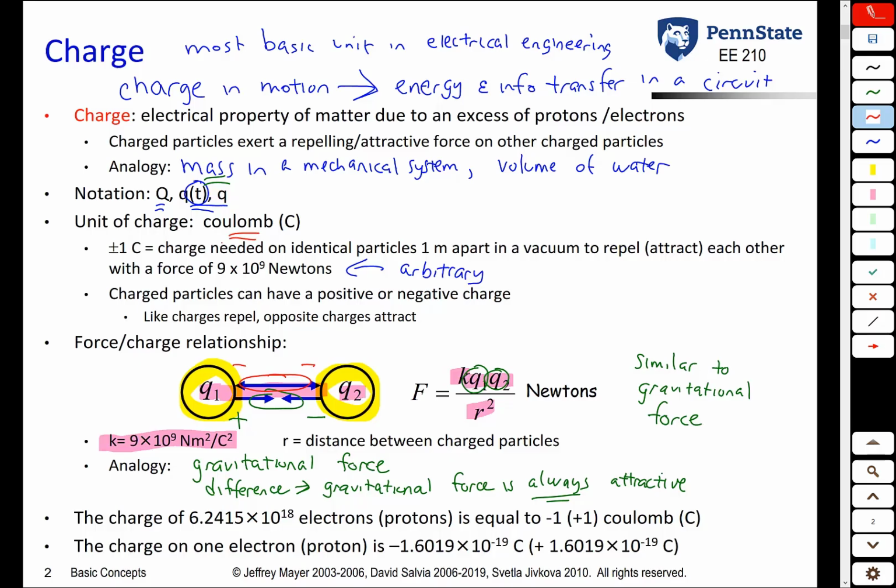It turns out you need about 6.24 times 10 to the 18th excess electrons or protons to get 1 coulomb of charge. Once again, remember electrons give us a negative charge and protons give us a positive charge. If you take the reciprocal of this number, you see that the charge of 1 electron or 1 proton is very, very small, plus or minus 1.6 times 10 to the minus 19 coulombs. Bottom line is 1 excess electron or 1 excess proton has a very, very, very small charge.